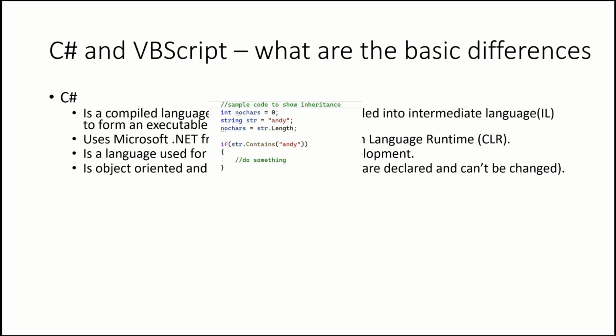A little bit of code here, very, very simple. So here we are defining a variable called number of characters, or noChars. It's an integer, and it is set to a value of 0. So this is how you would declare a variable within C#. Below it is a similar sort of syntax. I'm saying I want a data type of a string. I'm calling it the variable name str, and I want you to put the word Andy into that variable.